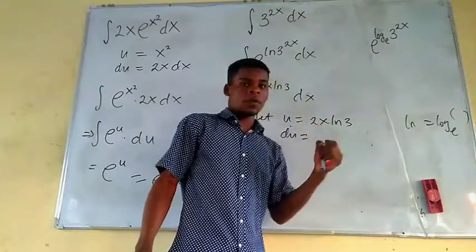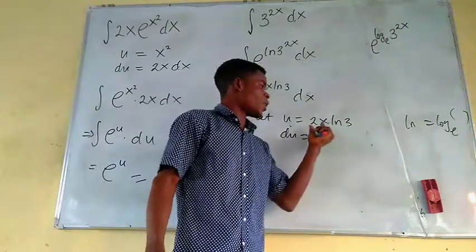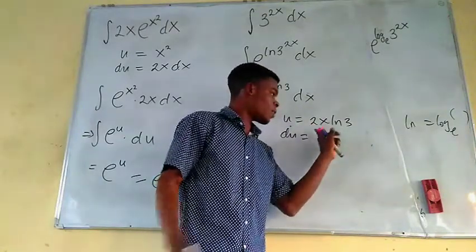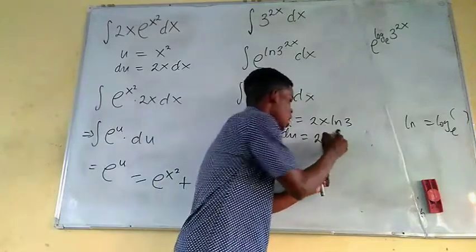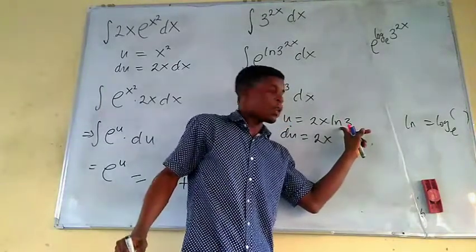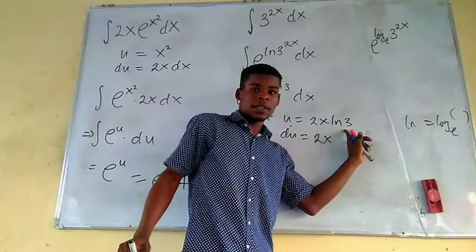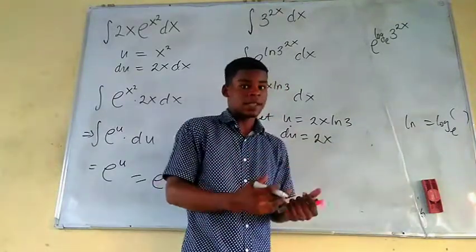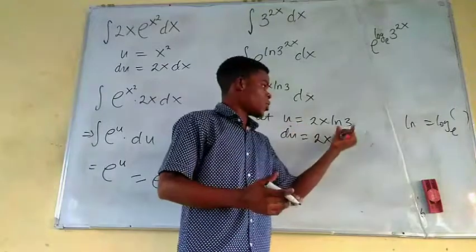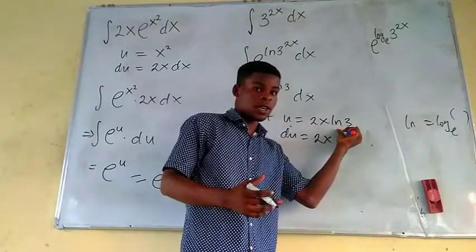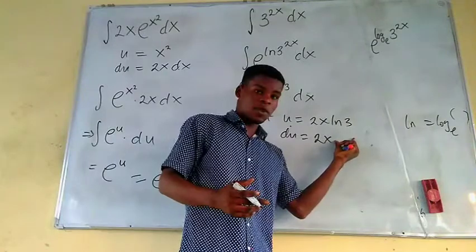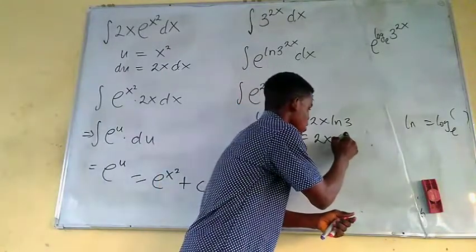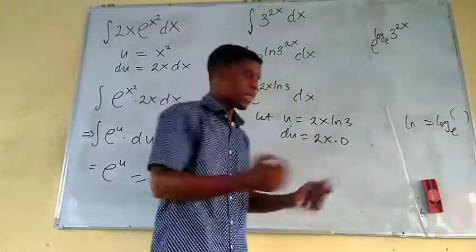Now, for the product rule in differentiation, we keep the first one, 2x, and we differentiate the second one. ln 3 is a constant, because 3 is a constant, so the log of 3 to base e, where e is a constant, is going to be a constant. So the derivative of the constant is 0, and the product with 0 is 0.